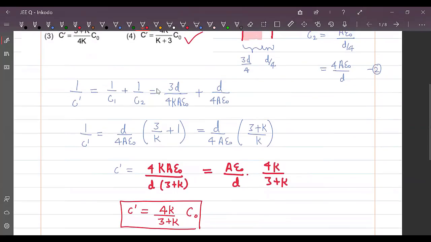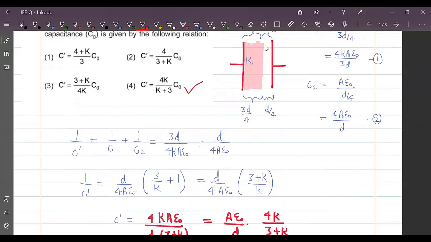So here the main concept was that if the area of the dielectric material is the same as the plate area, we'll treat it as capacitors in series.